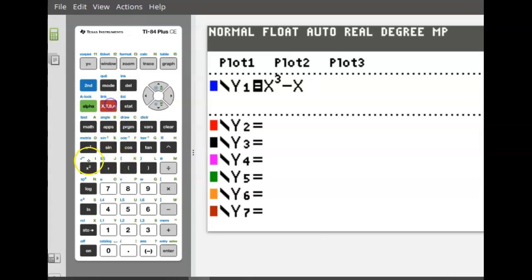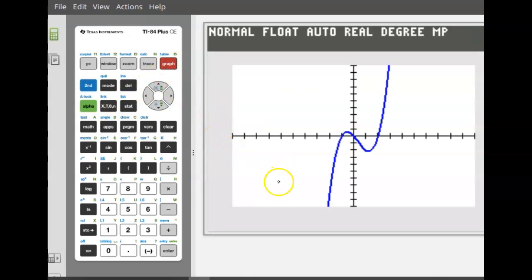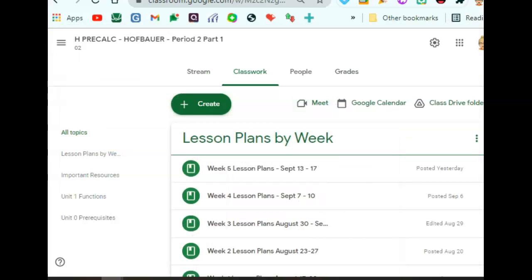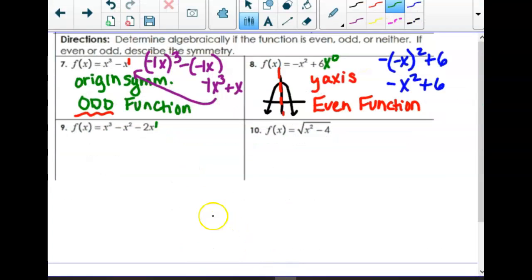Minus x squared minus 2x, is that right? Okay, if I graph that one, oh, very close, but can you see that it does not have origin symmetry? It looks like it would have a point over here somewhere that would be where it could be rotated 180, but it's not at the origin. So neither.